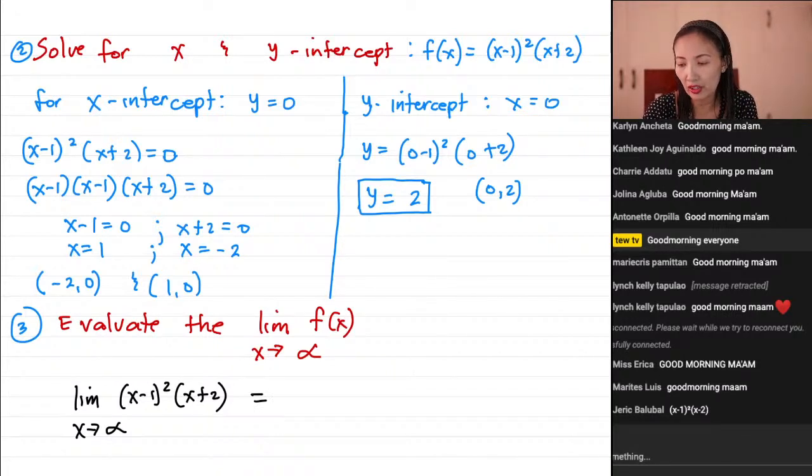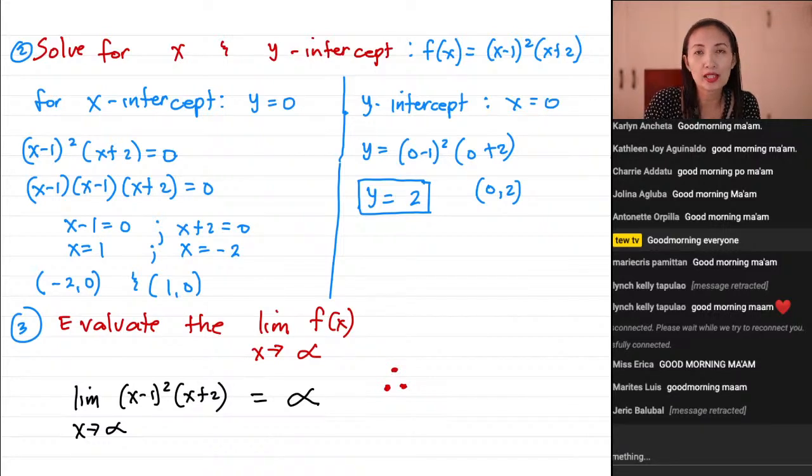So here, if you have a very large number plus 2 multiplied by a very large number minus 1 squared, get the product, what will it be? It's infinity. Whether it's positive infinity or negative infinity, it's infinity. This is a polynomial. Therefore, this polynomial function has no horizontal asymptote, because for any polynomial function, the graph is continuous. There are no breaks in between. There are no gaps. Just like your quadratic function, your cubic function.